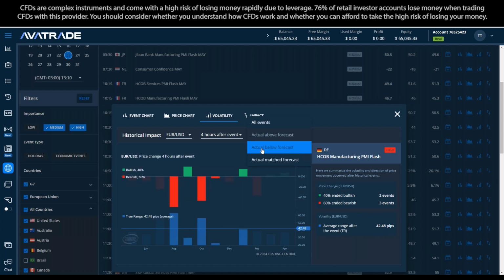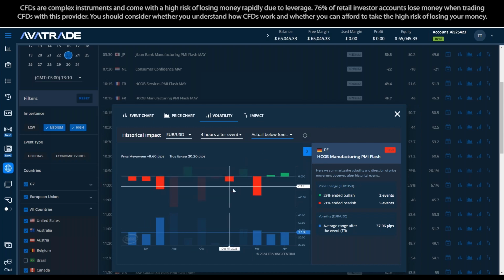Okay, and if they come in below forecast, a larger pullback. So with this particular announcement, it seems to move not in relation to how the numbers come in, but just to the fact that once the numbers come in, there tends to be a pullback on the euro against the USD, regardless of whether they come in above or below expectation.